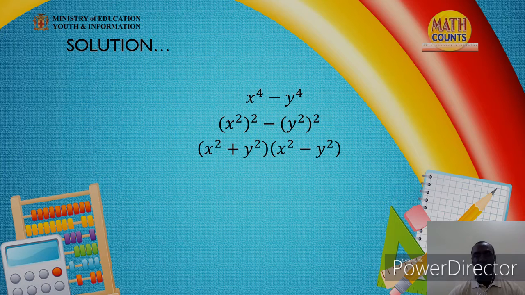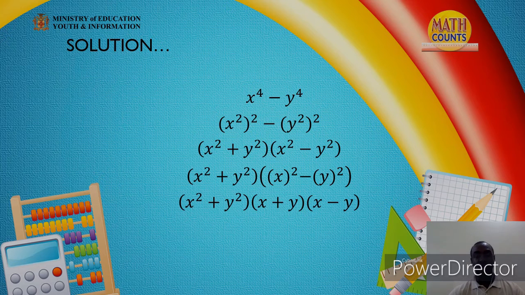If you had left it there, you would have done it incompletely. Now, x squared minus y squared can further be factorized using the method of difference of two squares. So you go ahead, write it as difference of two squares, and then factorize it. And your final result should be x squared plus y squared into x plus y into x minus y.